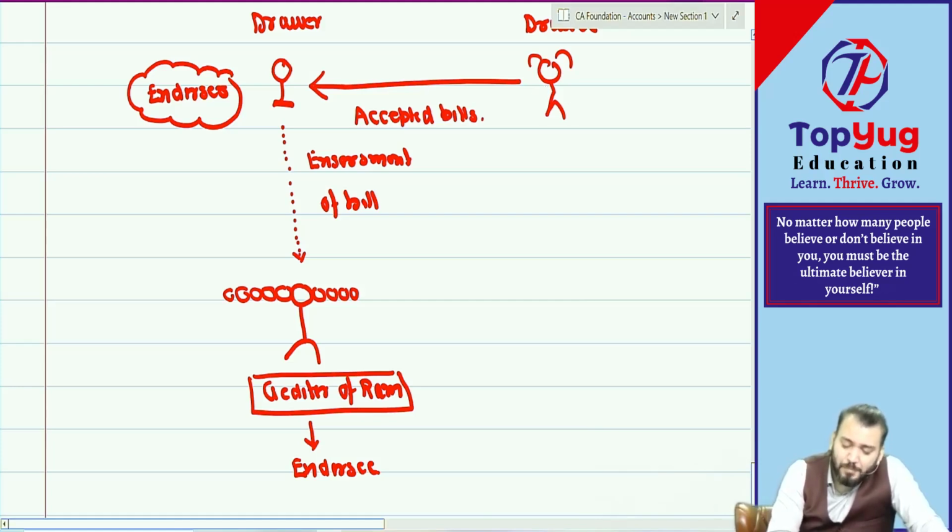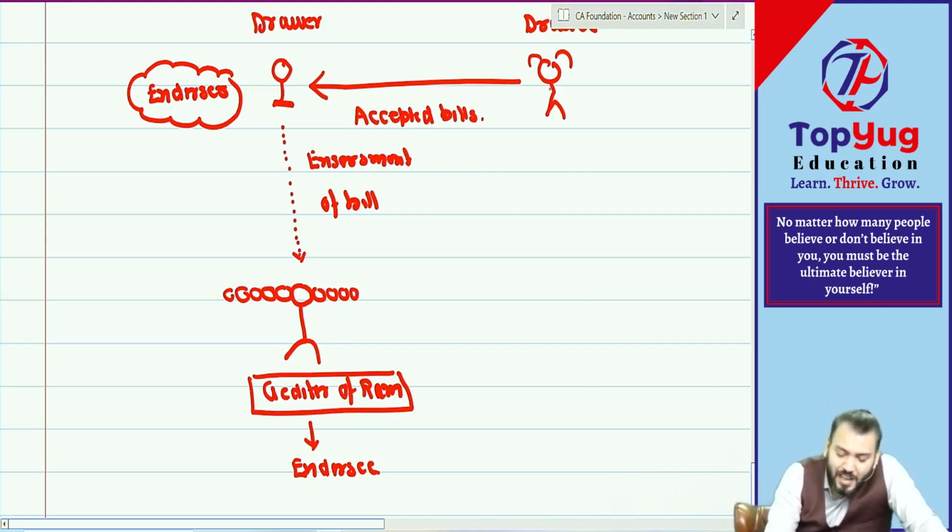Initially, the bill was held by Ram. Now the bill is held by Ravan. Correct. Right now we are doing the journal entry in whose books? Ram, Ravan or Sita? Ram. So we are thinking from Ram's point of view, not from Sita's or Ravan's point of view. We'll come back to Sita and Ravan also, but only for your understanding.